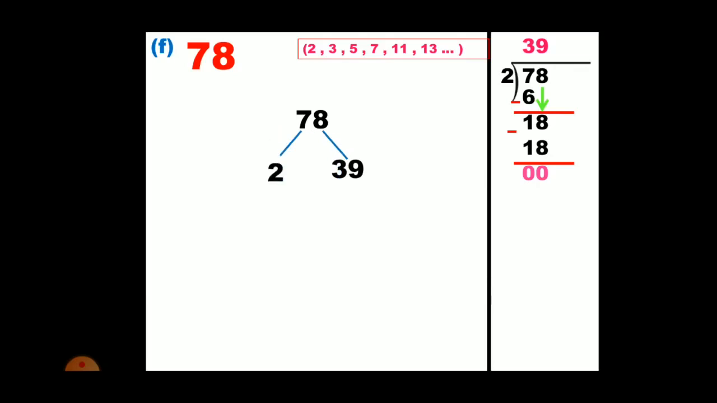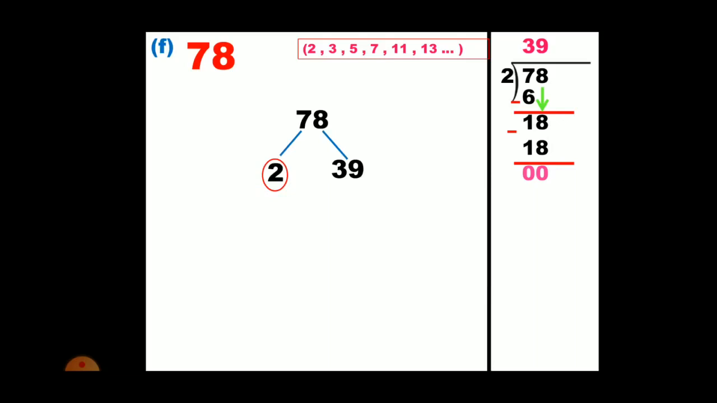2 is a prime number, so circle it. We will split 39 now. 39 is not divisible by 2, as the number is an odd number. We will check with 3. 3 plus 9 will give 12. So it is divisible by 3.